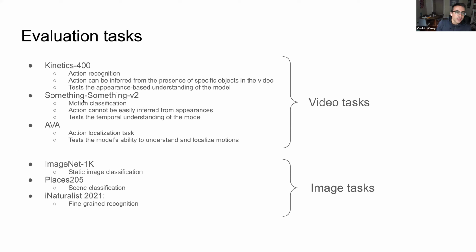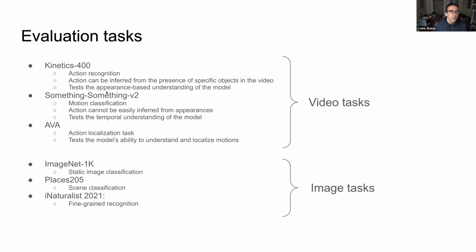So Kinetics 400 is an action recognition dataset. And this dataset mostly tests the appearance-based understanding of the model, because most of the actions in that dataset can be inferred from the presence of objects in the video. So it's mostly about whether you can understand the appearance of things in the video.